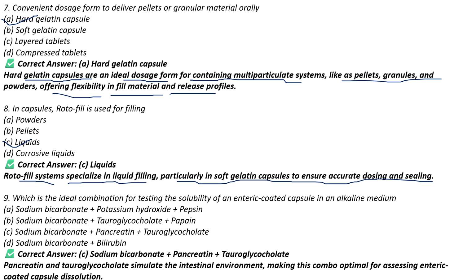So the pancreatin as well as tauroglycolate stimulates the intestinal movements, making this combination optimal for assessing the enteric-coated capsule dissolution. So we can say option C, that is sodium bicarbonate plus pancreatin plus tauroglycolate, is an ideal combination for testing the solubility of enteric-coated capsules in an alkaline medium.